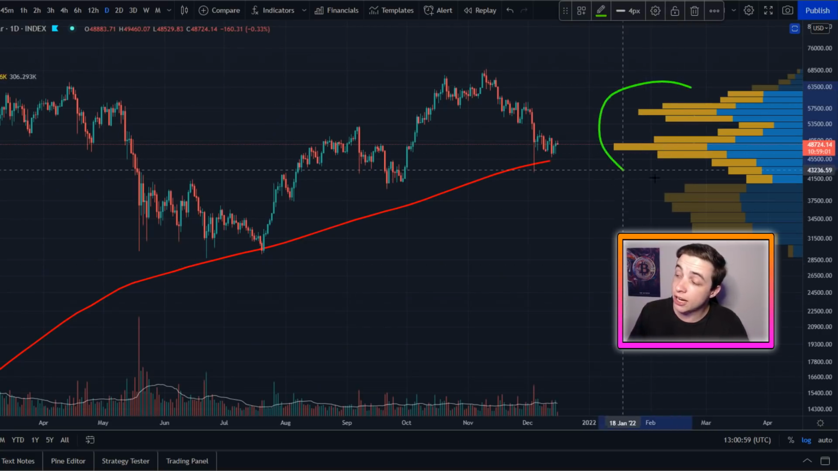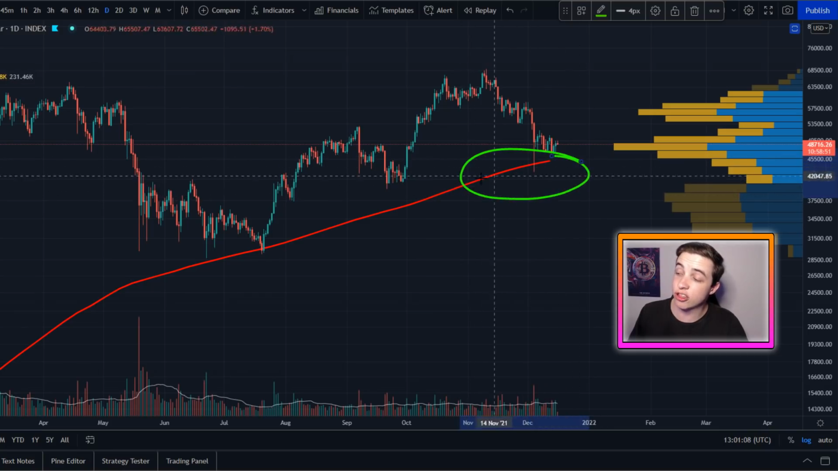Now, staying on the daily charts for Bitcoin, but bringing out these 2 indicators, what we have is the VPVR indicator and the 55-week simple moving average. That's what this red line is just here.